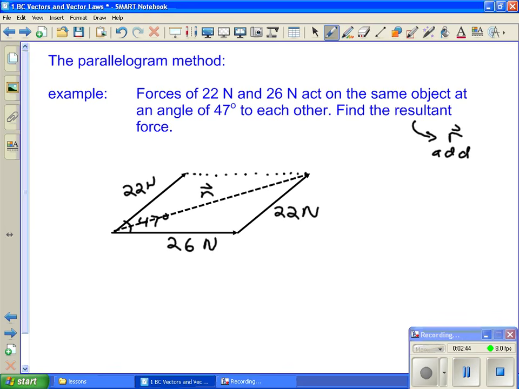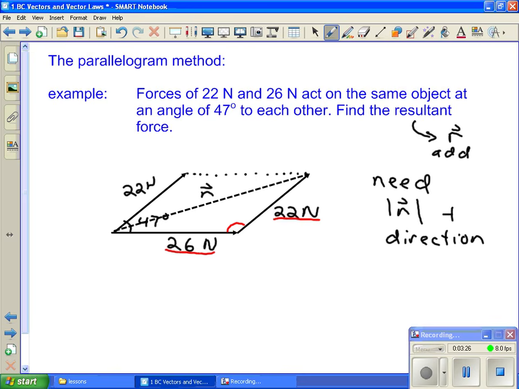Now we want to use sine law and cosine law to figure out two things. We need the magnitude and the direction of r. So we need the magnitude of r plus the direction. How can we go about this? Well, we're going to use the cosine law. We've got our 26 Newton vector. That's one side of our triangle here, formed by the 26 Newton, the 22 Newton, and our resultant. So we've got a side here, a side here. If we knew what this angle was in here, we could use the cosine law.